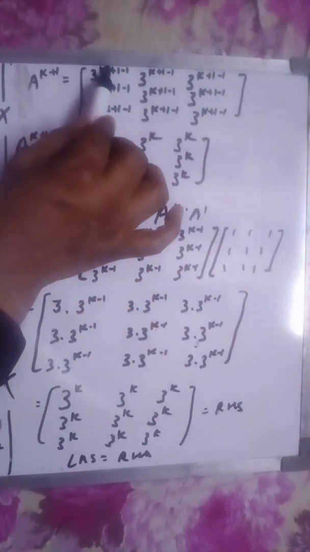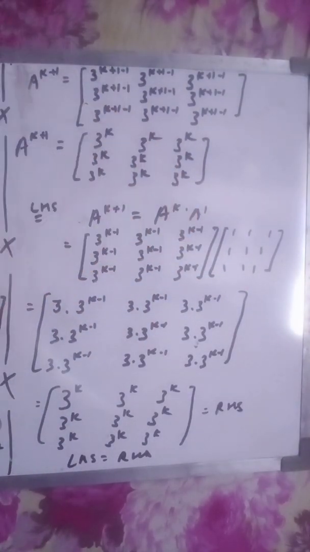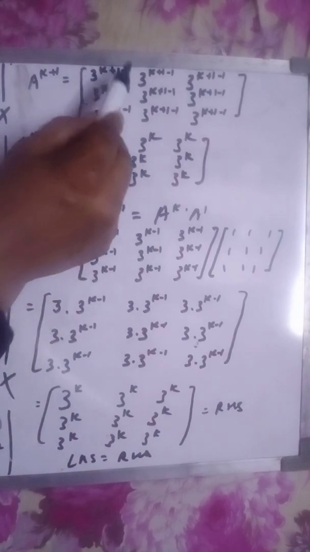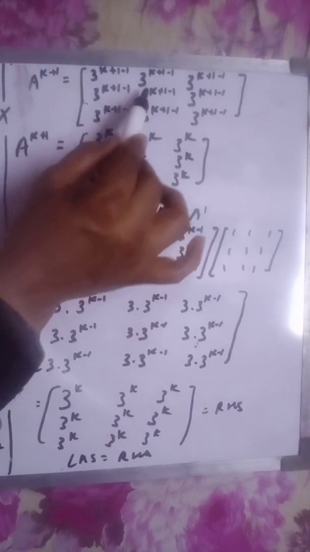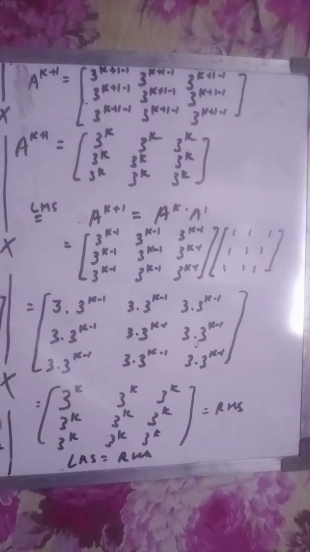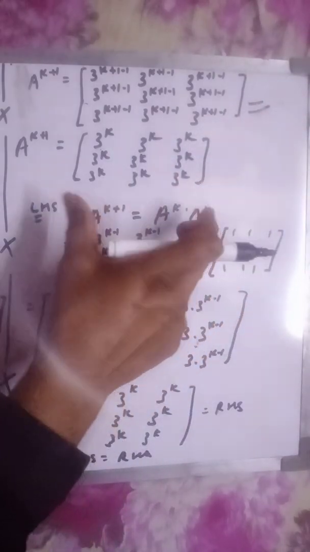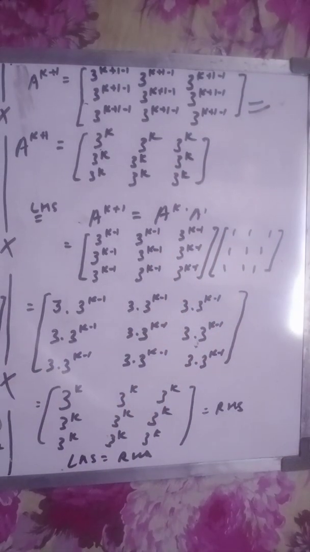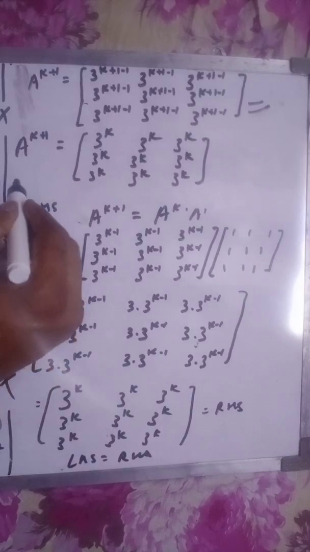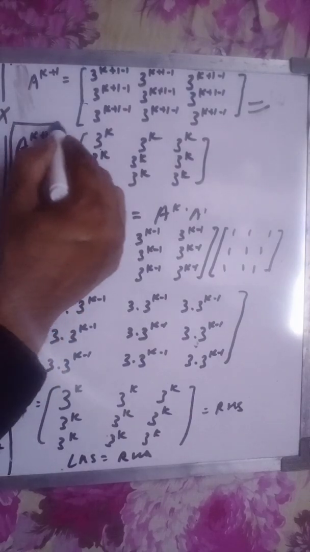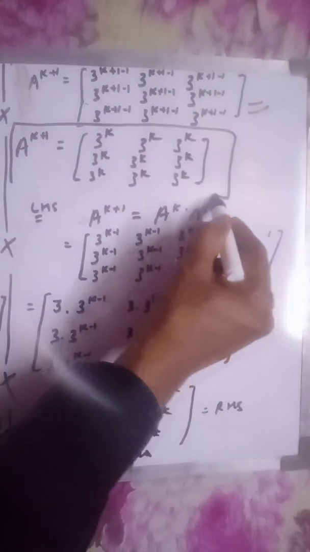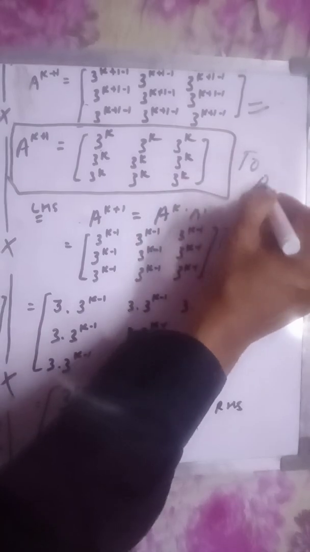Here 3 raised to power k plus 1 minus 1 is coming. So 1 and 1 will cancel out. It would be 3 raised to power k, and in all terms it would be 3 raised to power k. So this matrix will come after this step. Now this is what you have to prove. This part you have to prove.